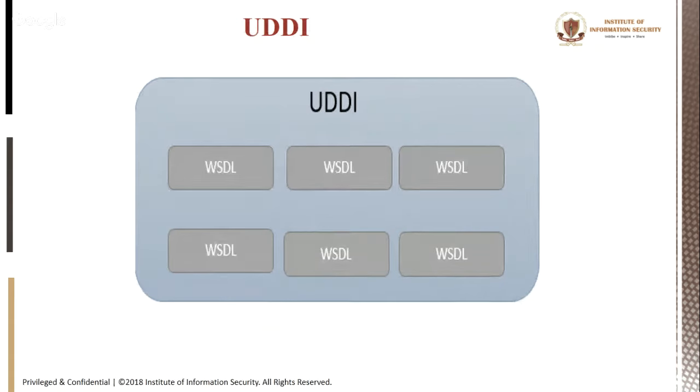So if I say a diagram about UDDI, you can just imagine that there is a particular database or a central directory where all the different WSDLs are published, with different usage. So I can get a particular WSDL for my own requirement from that particular UDDI.